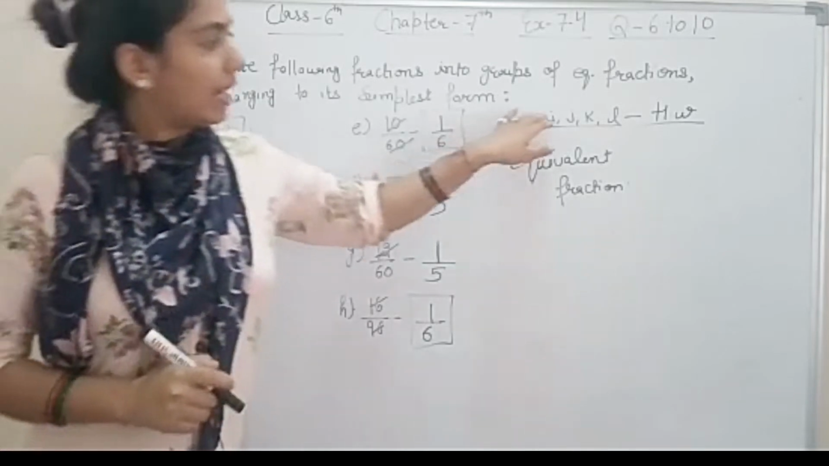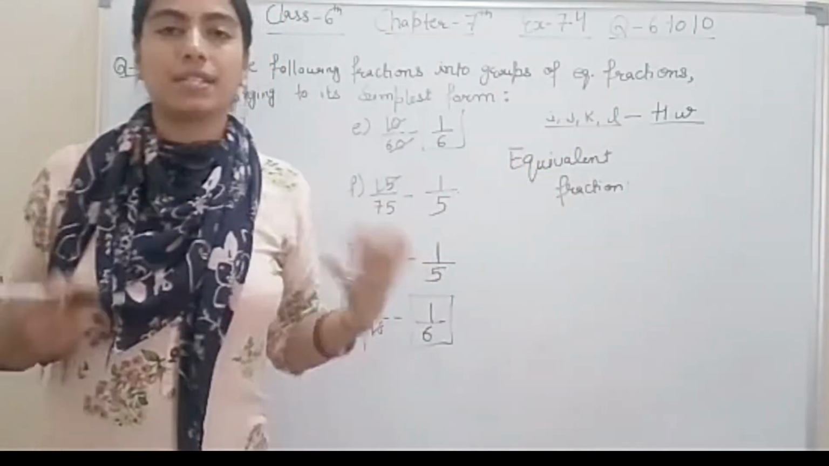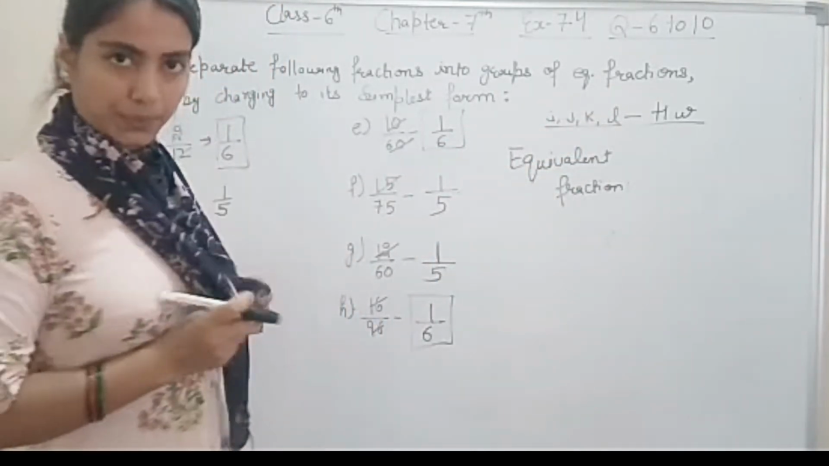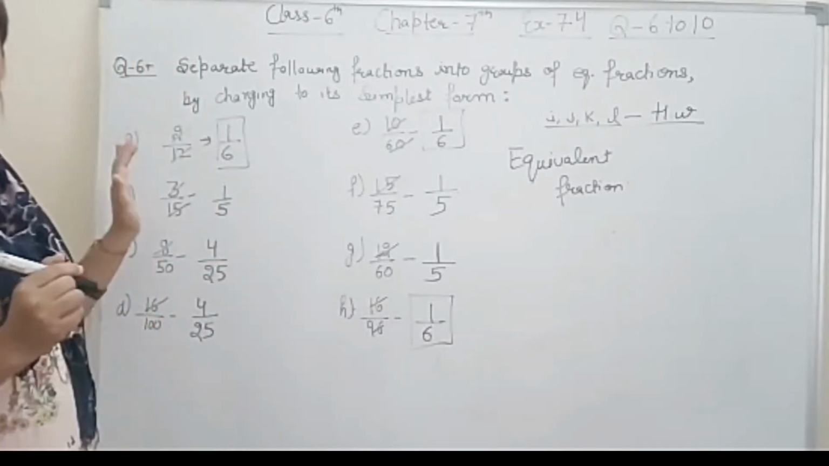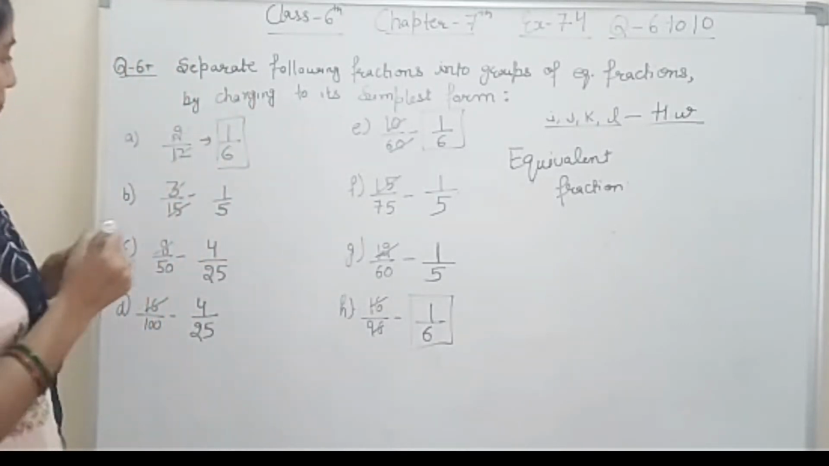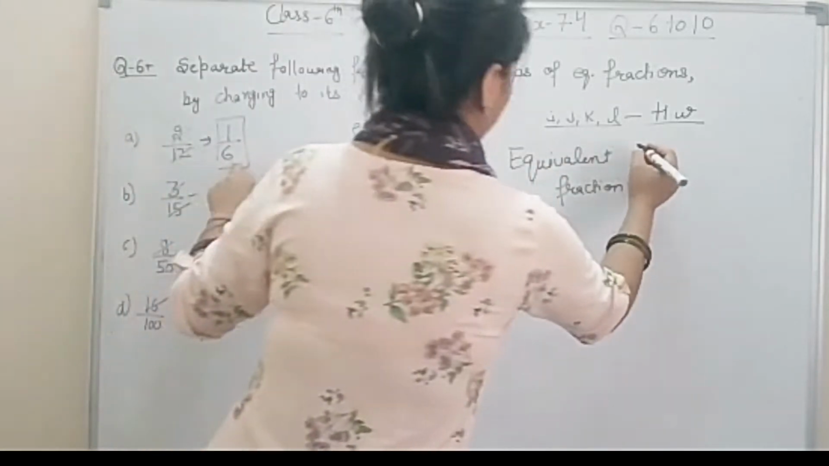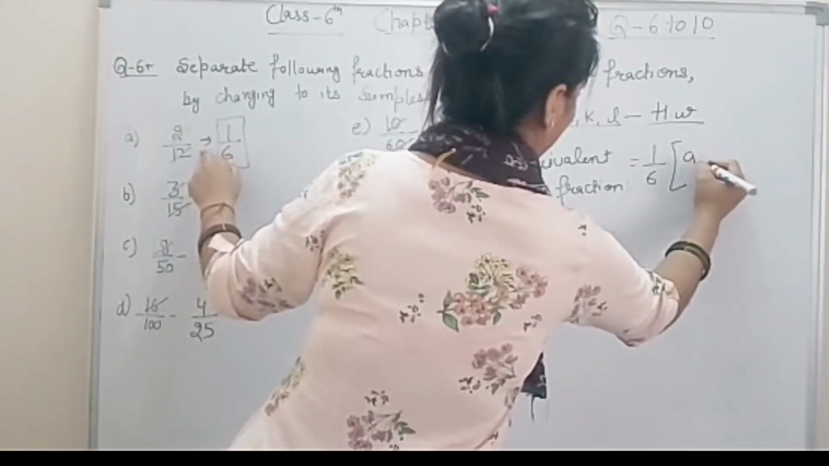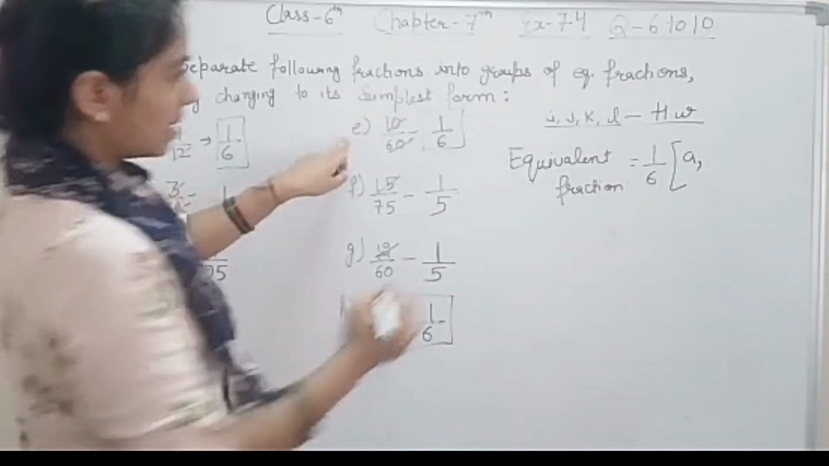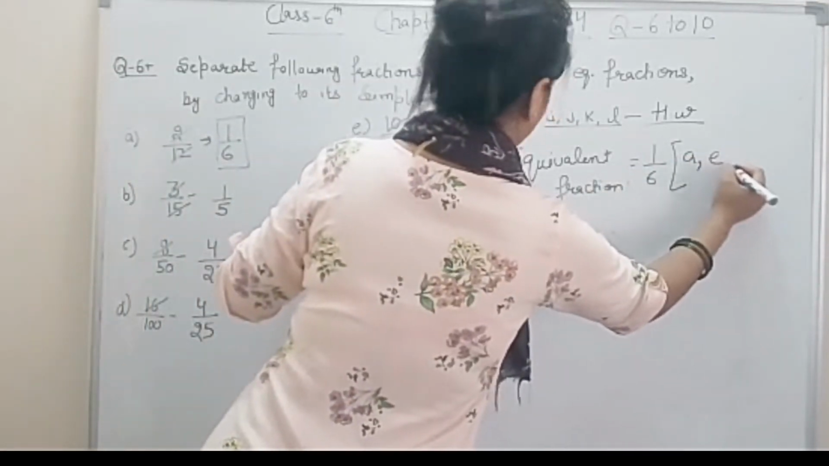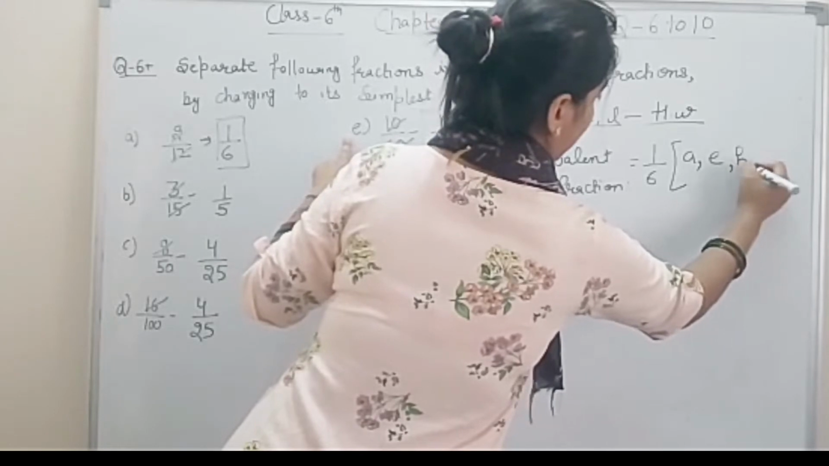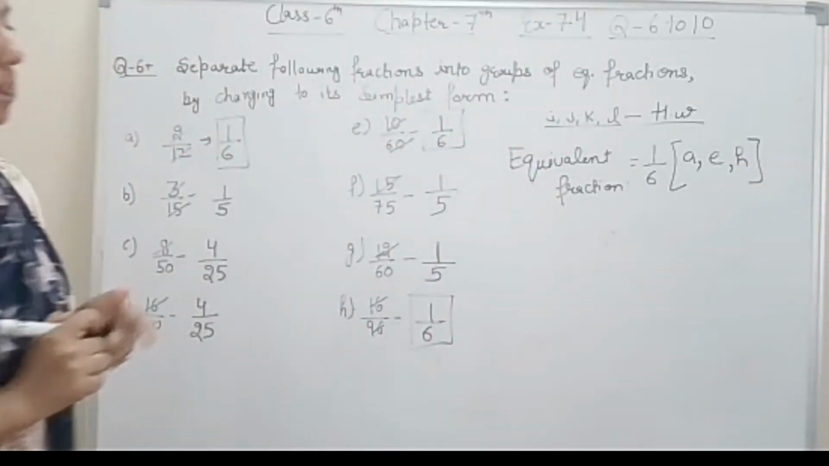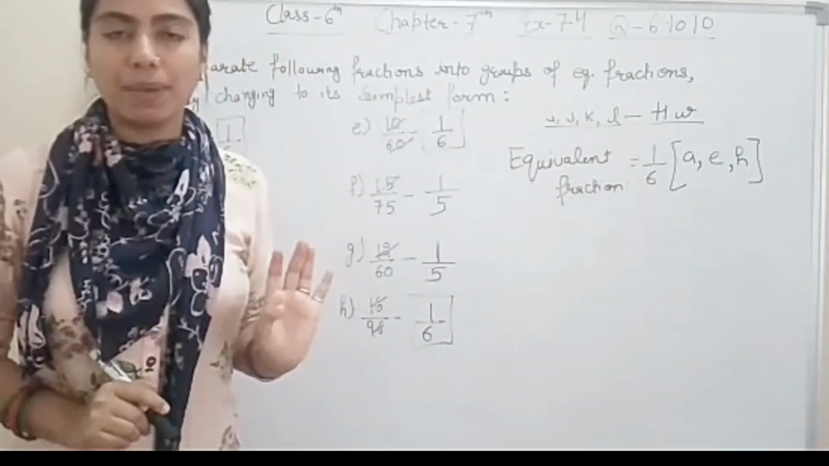And if you do I, J, K, L, if there is any 1 by 6 in those as well, then you will take that too. Okay. So 1 by 6. So how will you write the equivalent fraction group? You will write 1 by 6 is the equivalent fraction for A, then this is E, and then H. It means these 3 have the equivalent fraction 1 by 6.